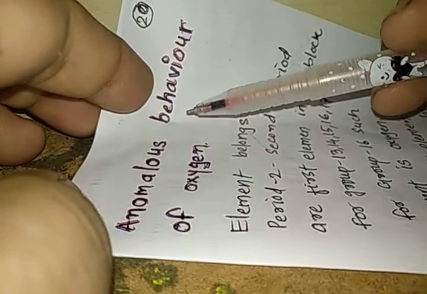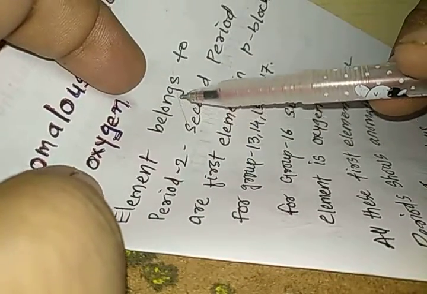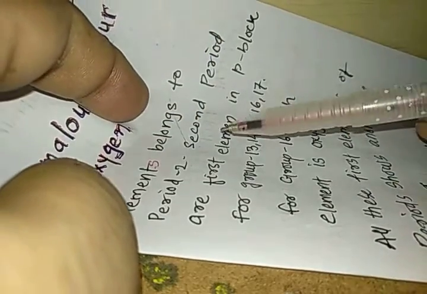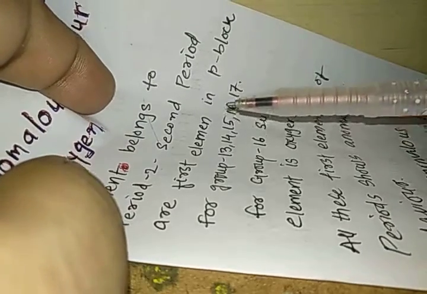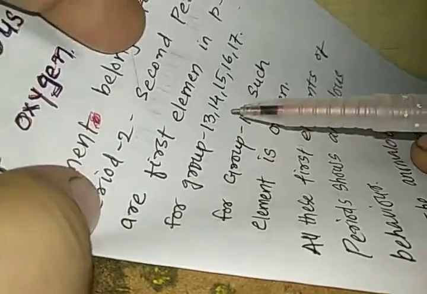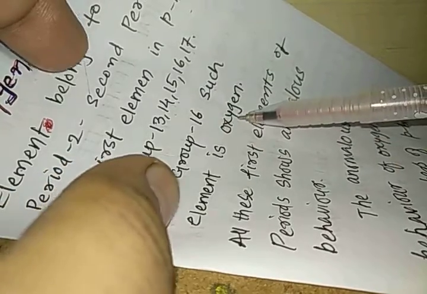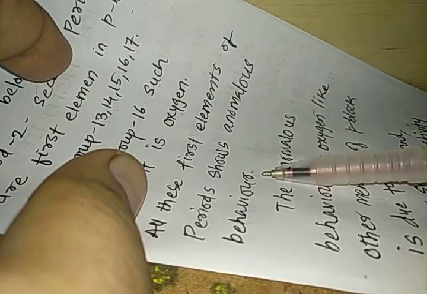Now we are going to study a very important point, that is known as the anomalous behavior of oxygen. Elements that belong to period number 2, that is the second period, are the first elements in the p block for groups 13, 14, 15, 16, and 17. For group 16, such an element is oxygen. All these first elements of the period show anomalous behavior, so oxygen also shows anomalous behavior.